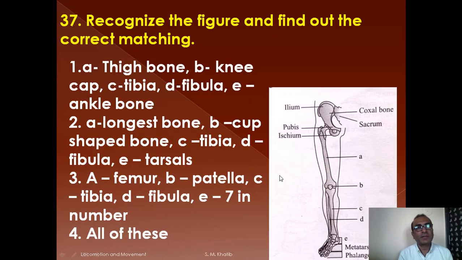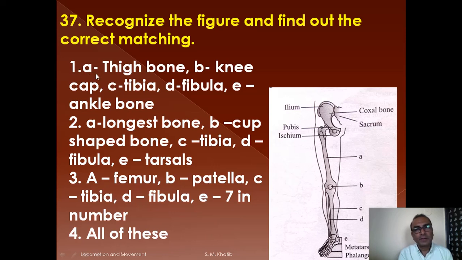Question number 37. Recognize the figure and find out the correct matching. The figure here shows the hind limb bone, leg bones, and the pelvic girdle, okay. Now let us look at the options.